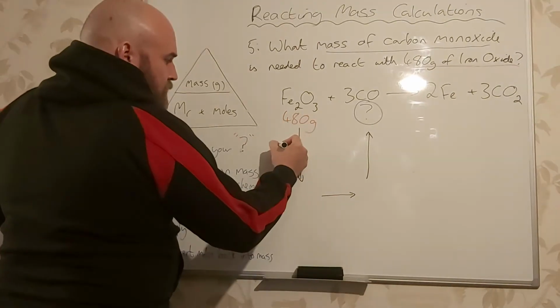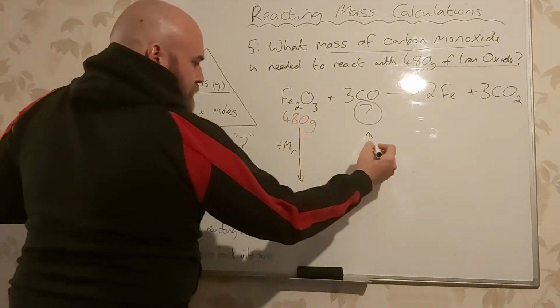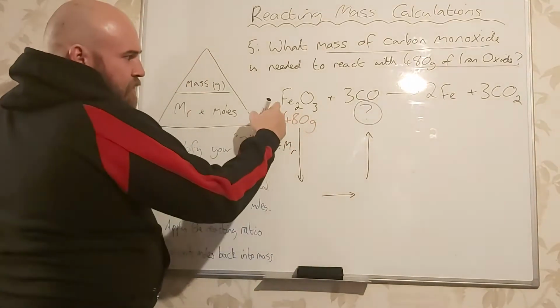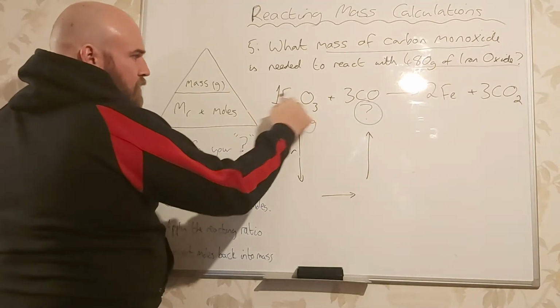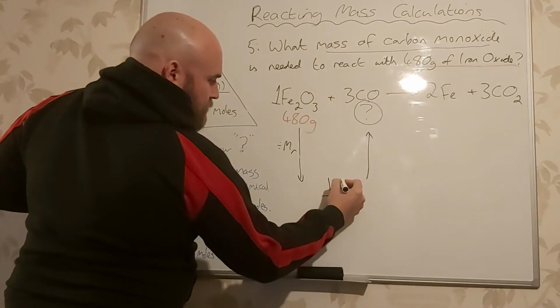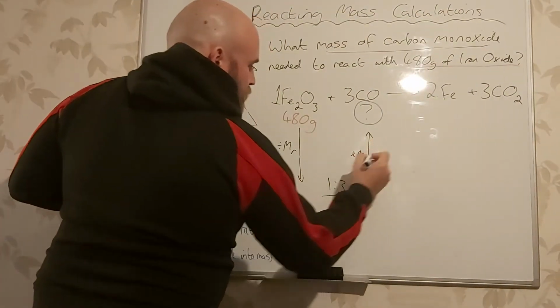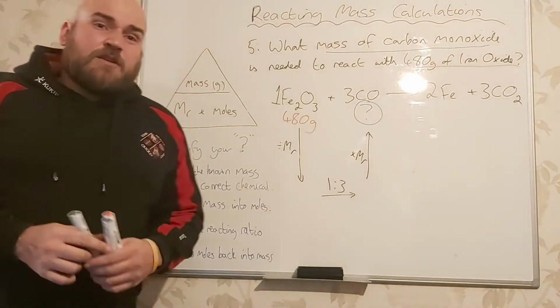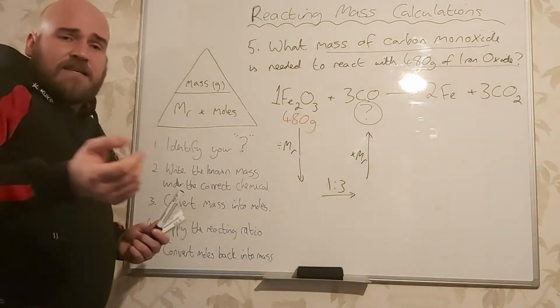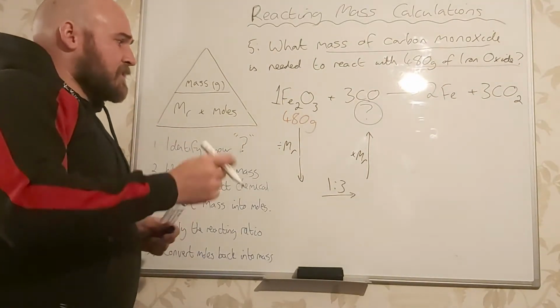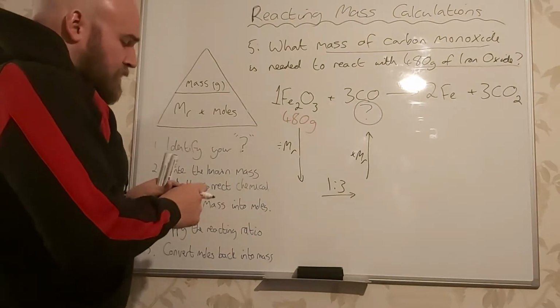So I'm going to divide by MR here. Check the ratio. So the ratio here, look, is 1 to 3, using the big numbers. And then I'm going to times by the MR there. And then before I actually start, I'm just going to calculate the MRs, because in exams you do get some marks for doing this step. So I'm going to make sure I can do that first.